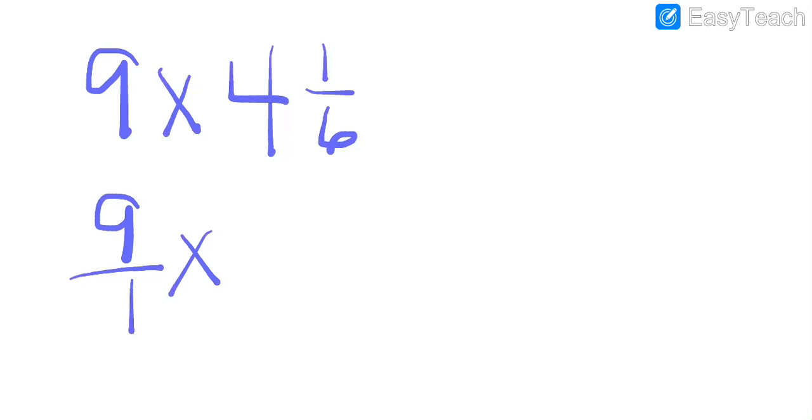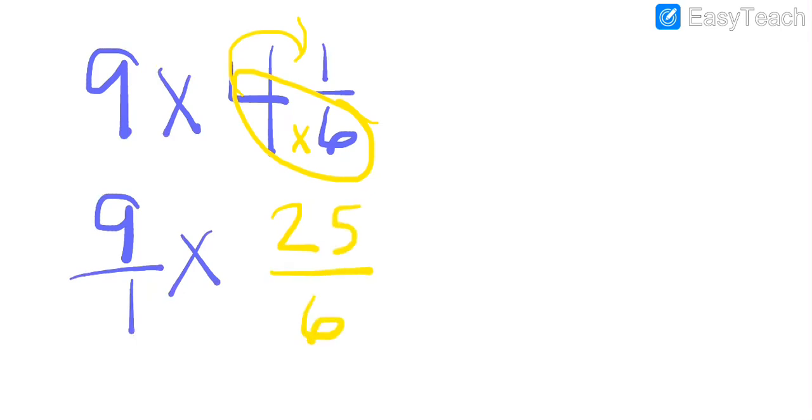So I'm going to use another color. Here we go. We're going to take these numbers, multiply 4 times 6. That is 24. Plus 1 is 25. We're going to write that down, 25. And then the denominator stays the same, 25/6. Okay, excellent. Let me switch back to another color here.